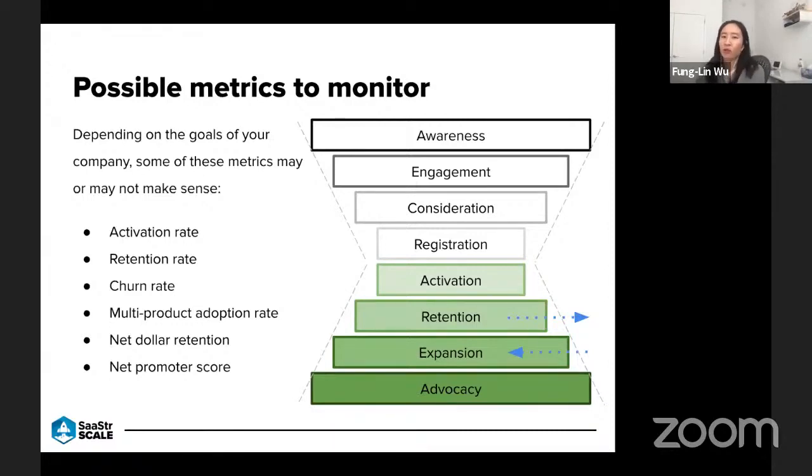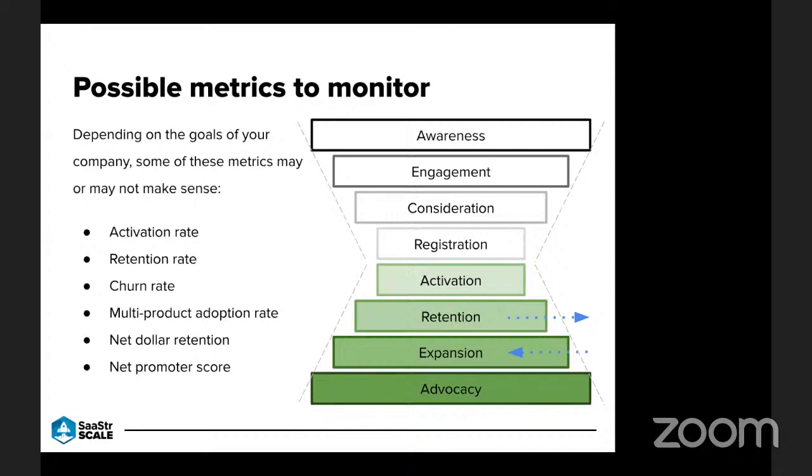NPS, like Net Promoter Score, we also have it. That's not in the dashboard. That's just through the NPS site that we use. And actually, multi-product adoption rate and net dollar retention are numbers that we don't have yet, or that aren't in the dashboard form. But I think we generally know the number when we pull it every quarter or once a year.